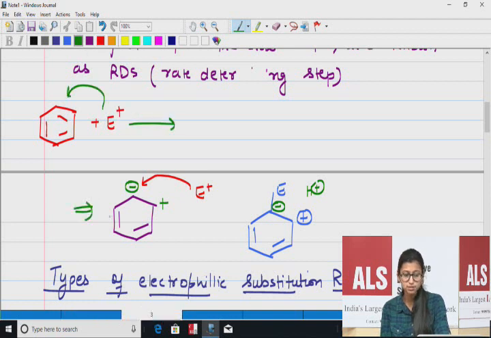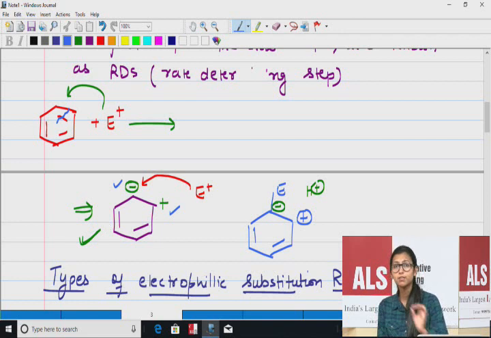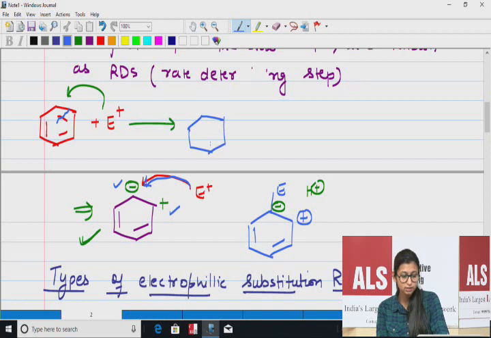Now look at this particular system here. Are you able to see that I am breaking this bond, and I am getting a positive charge and a negative charge? Whenever you break a bond, you get a positive charge and a negative charge. Now, where will the electrophile go and attack? I know that the electrophile wants the electron, so it will attack over here. So I get the electrophile here and I am getting a positive charge here. Is it clear to you now?